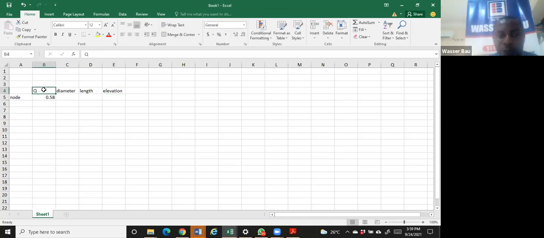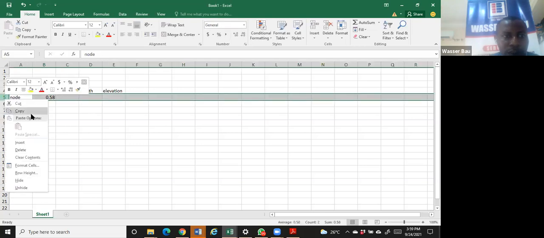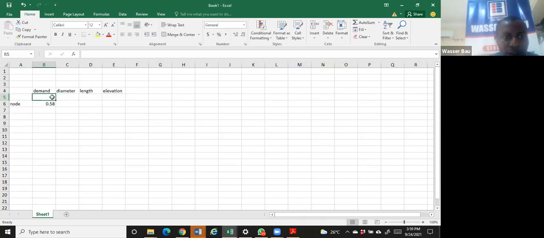The demand, the Q, or let me say the demand, let me call it the demand. It's Q. The diameter is a symbol like O. Maybe later I can get it. The length is in meters, and the elevation in meters. Okay, so let's continue. So the node here is node 13.